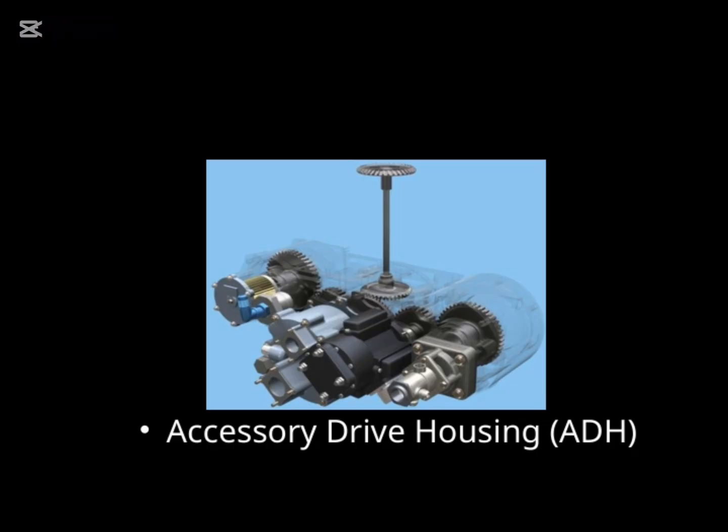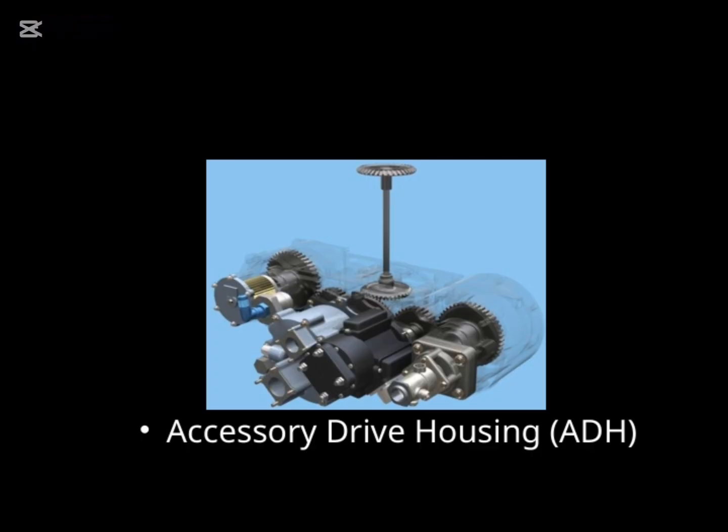Let's take a closer look at the accessory drive housing, or ADH. This component plays a crucial role in how the engine's accessory belt system is structured. Essentially, the ADH serves as the mounting point for various accessories like the alternator, power steering pump, and sometimes the air conditioning compressor. The design of the ADH is important because it ensures proper alignment and tension of the belt, which is vital for efficient operation and longevity of these accessories.